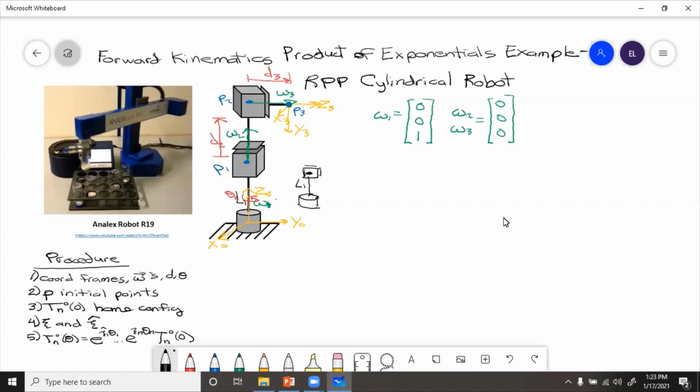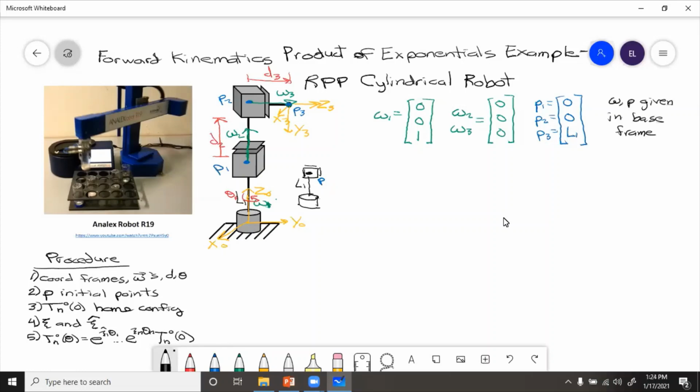So all the initial points are actually just going to be in the same spot. So we've got, this is P, all the initial points scrunched in on each other. Then P1 equals P2 equals P3 initially, which is 0 in the X, 0 in the Y, L1 in the Z, because again, this is given in the base frame.